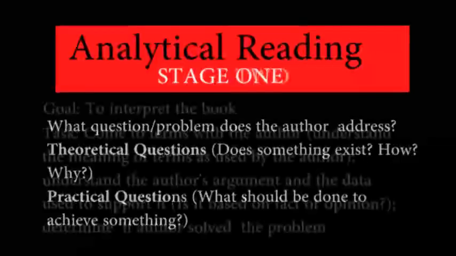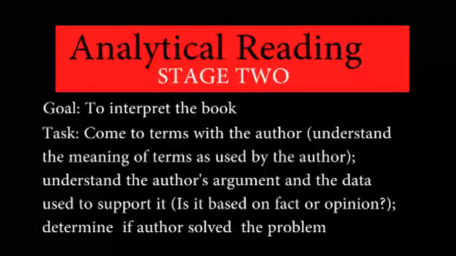In the second stage of analytical reading, the goal of the reader is to interpret the contents of the book. To achieve this goal, the reader and author must accurately communicate with one another. In other words, both must come to the same understanding of the terms used in the book. Words often have more than one meaning. For accurate communication from author to reader, both must use the same words with the same meanings. According to Adler, only then can two minds reach a single thought.